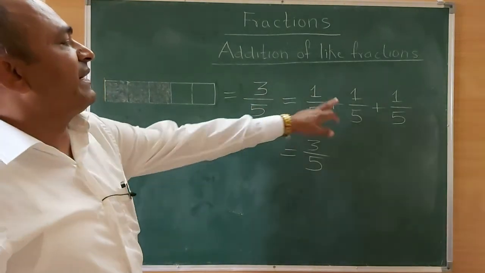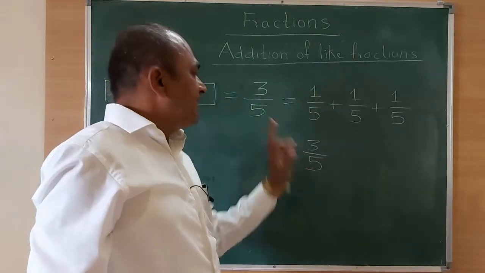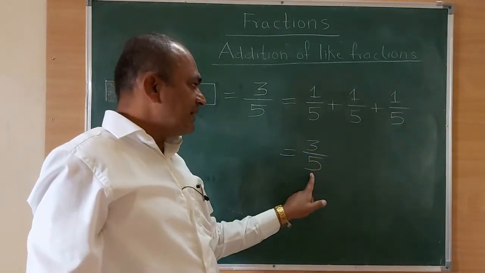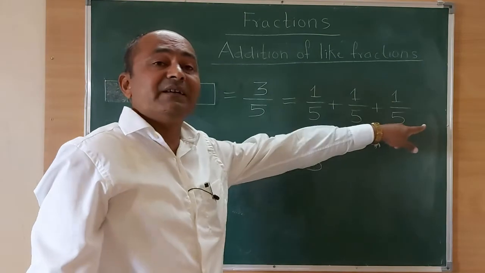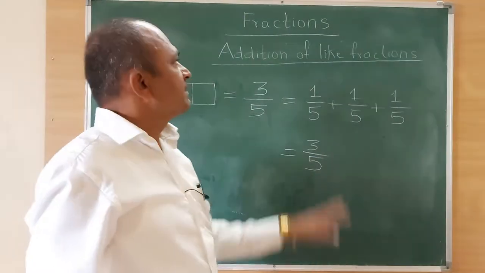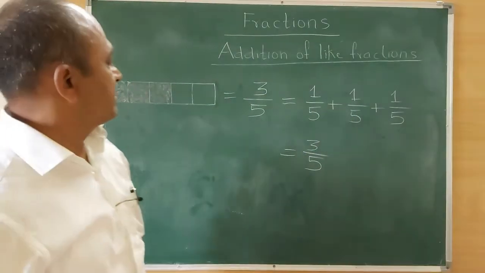When like fractions are added, the denominator remains as it is. The common denominator, we write it as it is. We don't add the denominators. Only we add the numerators in case of like fractions.